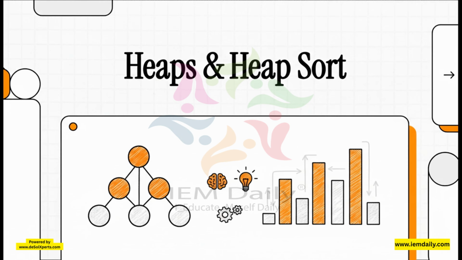Welcome to the Explainer. We're always dealing with lists of things that are constantly changing, right? So, how do you find the most important item without having to search through the entire list every single time? Well, the answer is a really clever data structure called the heap. And today, we're going to build it from the ground up.